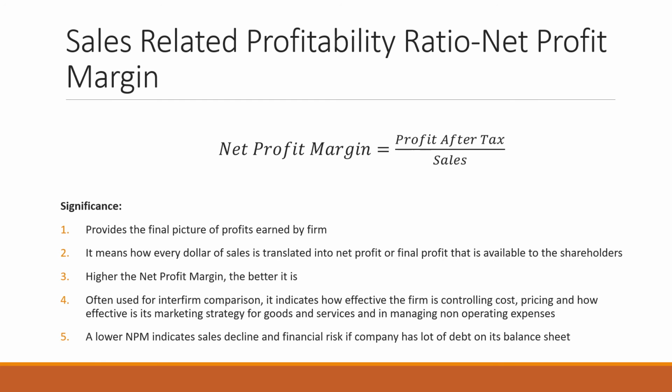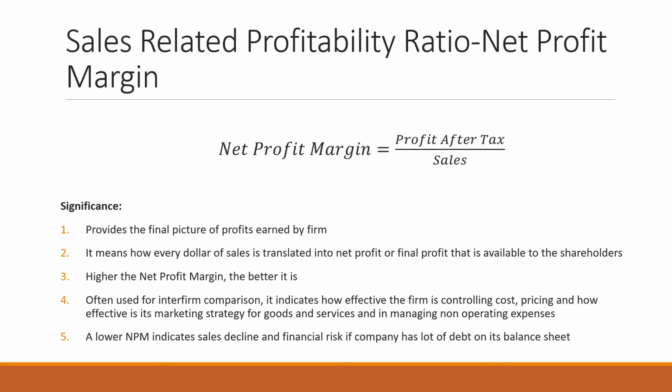The third important sales-related profitability ratio is net profit margin, which is calculated as profit after tax divided by sales. This ratio provides a final picture of profits earned by the firm. Since this is the final profit earned by the firm, it shows how every dollar is translated into net profits which is available to the shareholders.